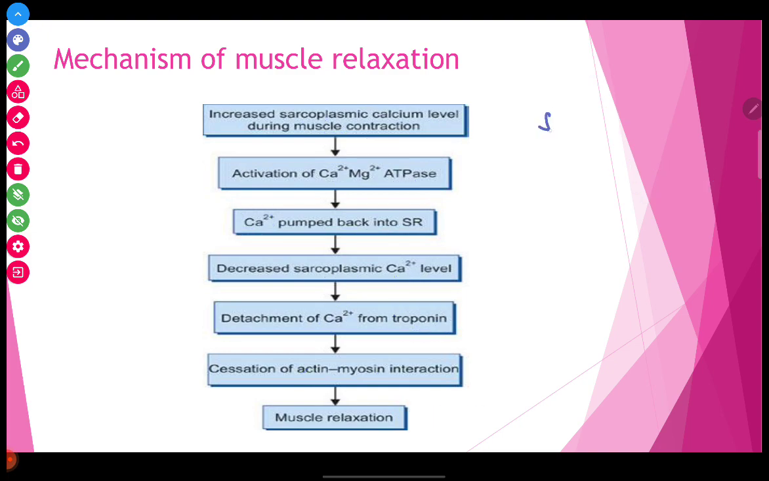So whenever the calcium ions decrease, this troponin molecule once again goes back to its original position and it covers the active site on the actin molecule. So once it covers the active site, there is no site for attachment of the myosin head and it brings about the cessation of actin-myosin interaction and it results in muscle relaxation.